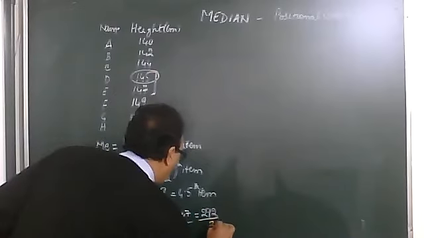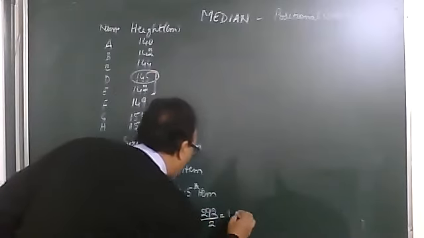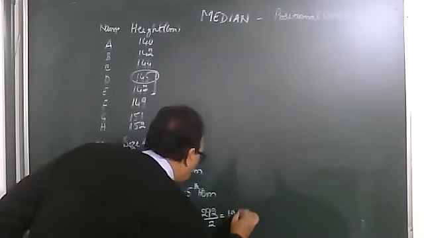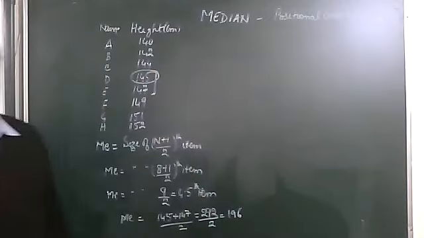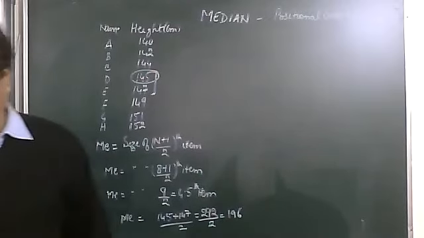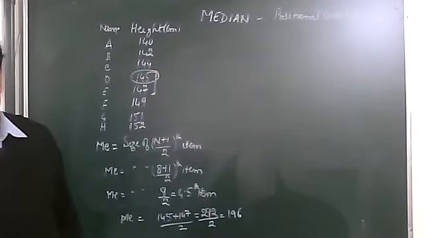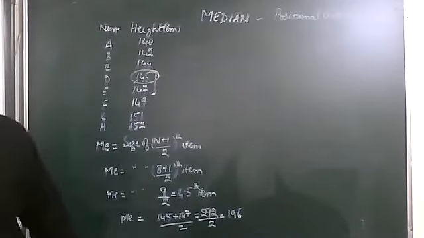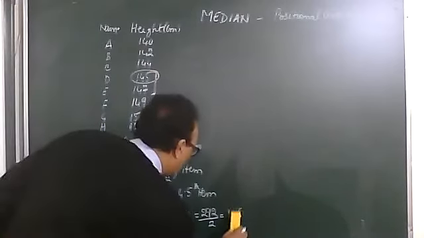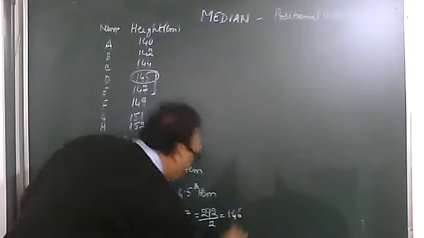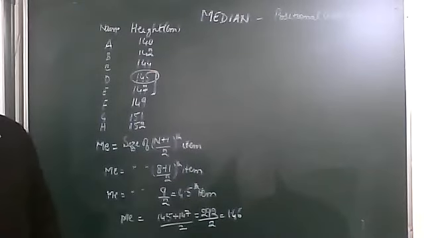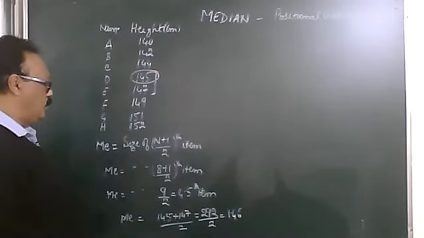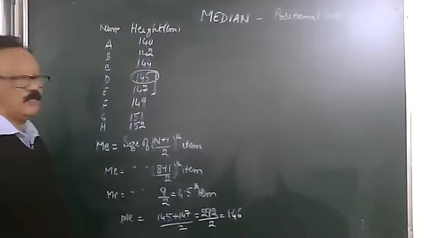292 upon 2, 2 ones are 2, 2 nines are 18, sorry, 292 upon 2, 2 ones are 2, 2 4s are 8, 2 6s are 12, so 146.